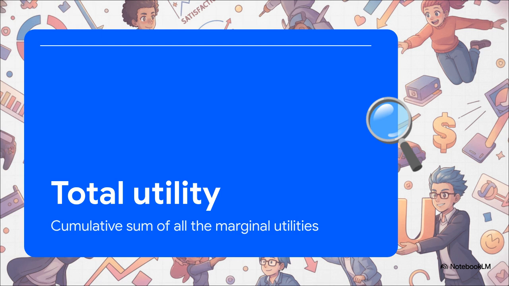Building directly on top of that, we have total utility. This is simply the cumulative sum of all those marginal utilities. So if you consume 3 units of something, your total utility is the satisfaction of the first unit plus the extra satisfaction of the second plus the extra satisfaction of the third. It's the big picture of your happiness.